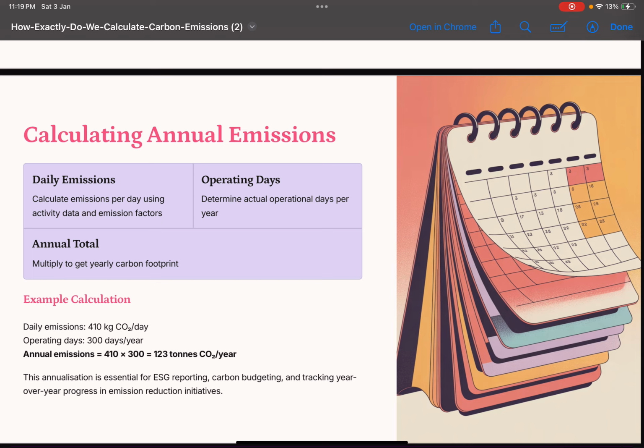So this annualization is essential because most of the reports which we write in carbon accounting, like ESG reporting or carbon budgeting, are done on a year-to-year basis. We are going to compare whether the present emissions are less than the previous year. So it is important in carbon accounting to calculate the annual emissions, and all the three, scope 1, scope 2 and scope 3 emissions, are calculated in this way.